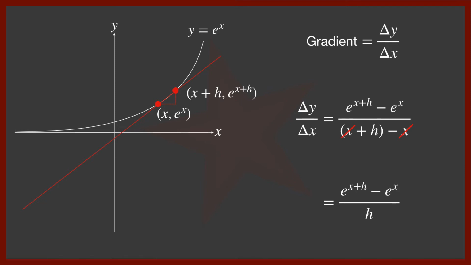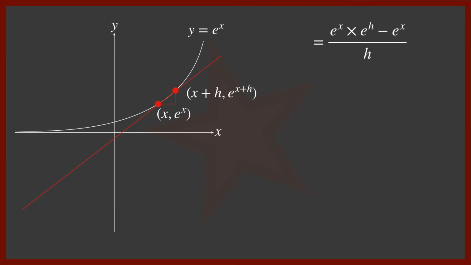Using our knowledge of the laws of indices, e to the x plus h is equivalent to e to the x multiplied by e to the h. So we can rewrite our gradient as e to the x multiplied by e to the h minus e to the x all over h. We can factorize the numerator and leave it as e to the x multiplied by, in brackets, e to the h minus 1. And now we'll separate the e to the x from everything else. This will help visualize the next step a little bit better.